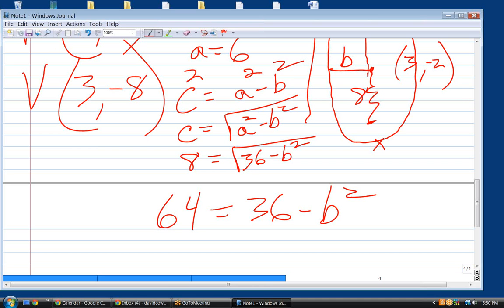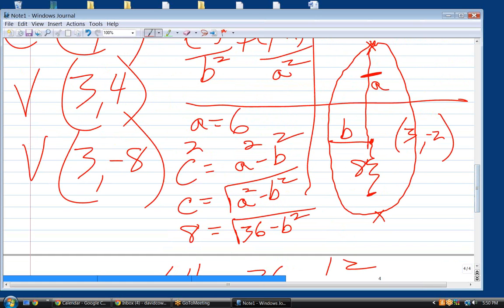C was 8. There's no way C can be 8 and A can be 6. Notice that A is the distance from the center to the vertice, and from the center to C is always smaller. So C is always going to be a smaller number than A for an ellipse. Okay, so I guess the equation is undefined. Well, no, it's impossible.